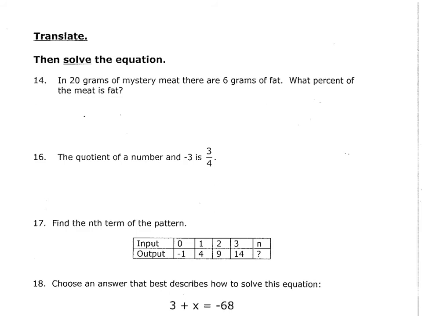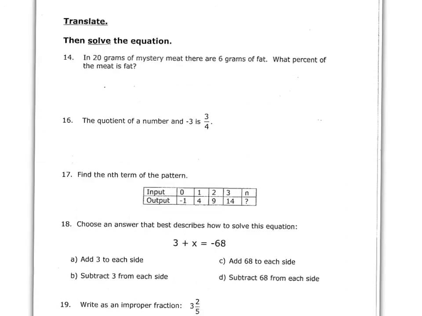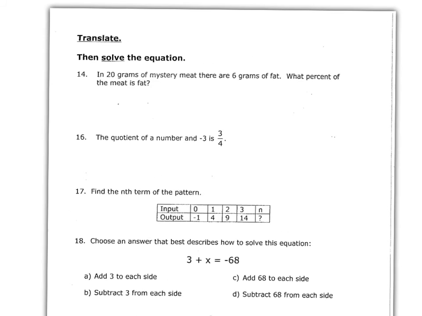Okay, we're going to go through a couple of these equations and go ahead and translate them, then solve them. Alright, we're going to take a look at number 16. It says the quotient of a number and negative 3 is 3/4. So we know that quotient means division. So we have a number as a variable, so we'll call that x. And we're going to divide that by negative 3. And remember, is equals, and we have 3/4 over here.